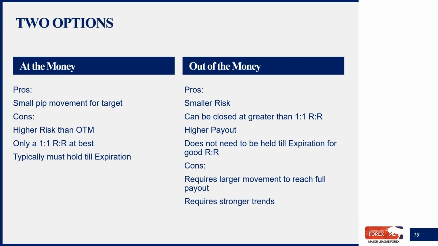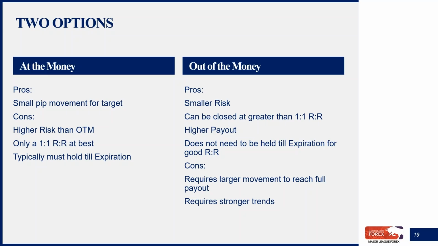You can use at the money, basically meaning if the strike says 114.50, or I guess actually 114.60 would be the strike, at the money would mean you're right there. Not 114.70 or 114.50 or 40. You're right at the money, right where the strike is. Now, the pros of that are you need very, very small pip movement to get to the target.